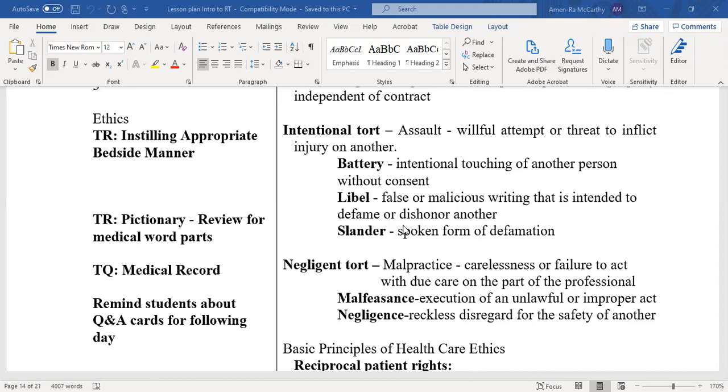Now, the negligent tort has malfeasance and negligence. Malfeasance is execution of an unlawful or improper act, like taking the patient's pain medicine, right? That's malfeasance. If the nurse said that they gave him the pain medicine, but took the pain medicine for herself or himself, every time they kept doing it.